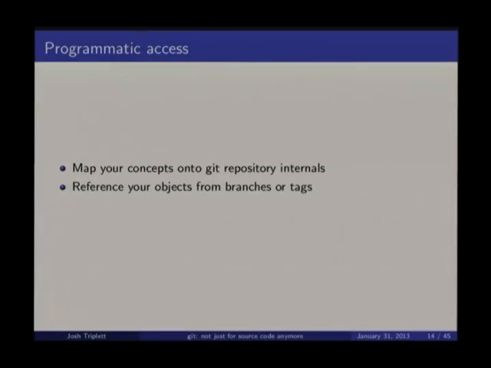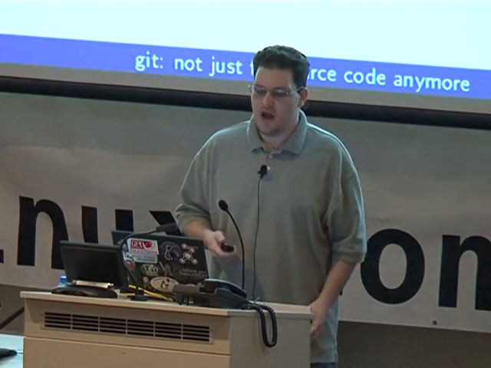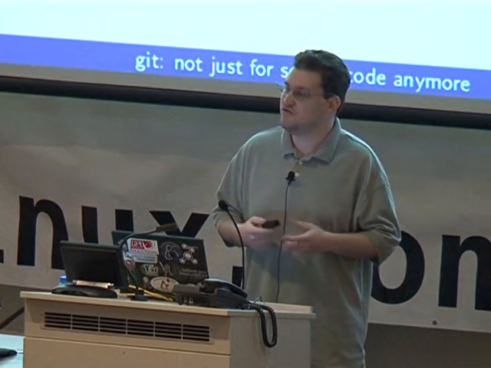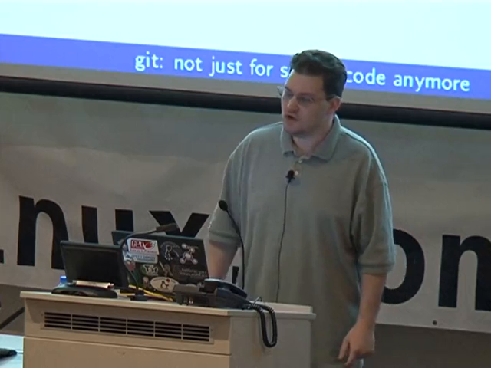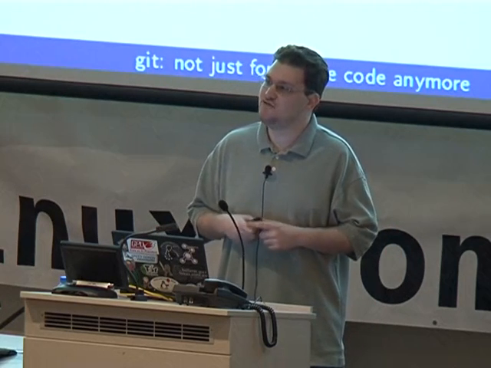So when you're dealing with programmatic access, the very first thing you're going to want to figure out is how your application's concepts map onto Git's repository internals. And the other key detail, again, is make sure you reference all of your objects because you might not otherwise have a reason to.